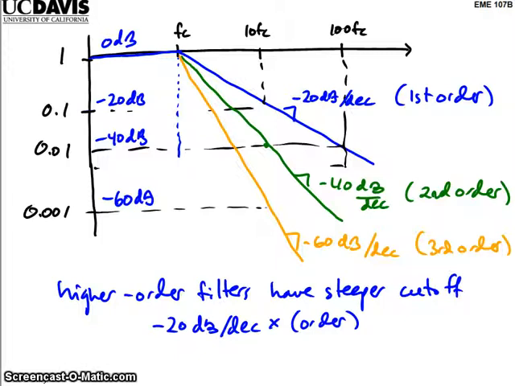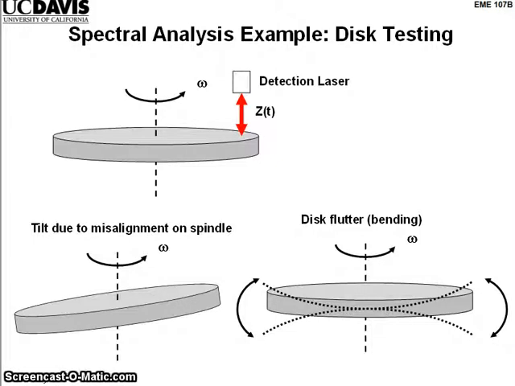But before I get to that, I want to talk about spectral analysis. Let's suppose, for example, we were going to test a disk. This is relevant for disk drives and other things that have rotating disks. Here we've got a disk spinning around with rotation rate omega, and a detection laser that can measure the height of this disk. Ideally, if this is a perfect disk, z of t would be a constant.